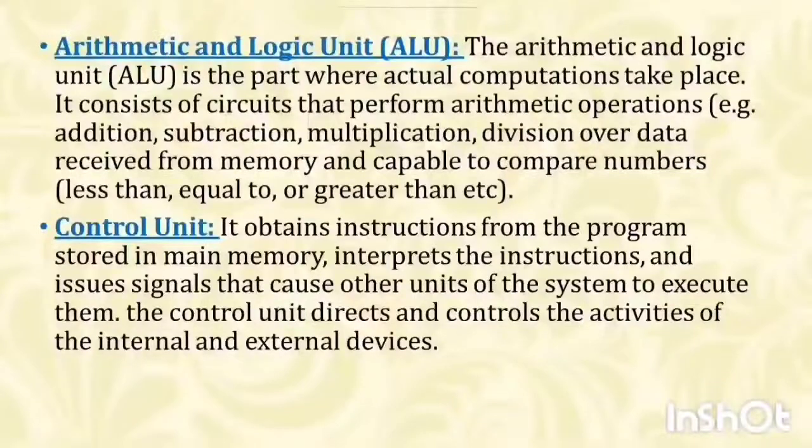CPU consists of two sections, that is Arithmetic Logic Unit and Control Unit. Arithmetic and Logic Unit is the section where all the arithmetic operations take place, that is addition, subtraction, multiplication, division over data received from the memory. And Control Unit obtains instructions from the program stored in the main memory, interprets the instruction and issues signals that cause other units of the system to execute them. So it gets the instruction, it interprets it, and then it instructs the other units of the computer to do that operation accordingly. And the control unit directs and controls the activities of internal and external devices.